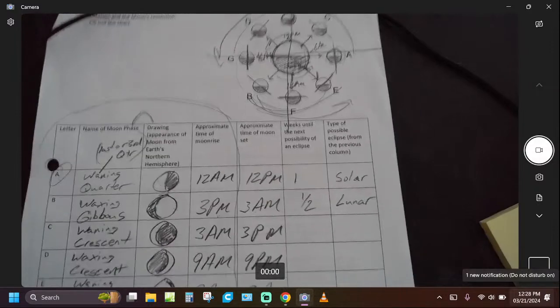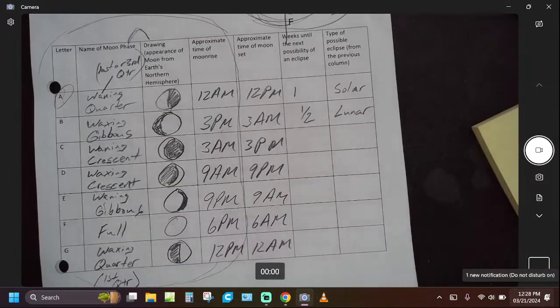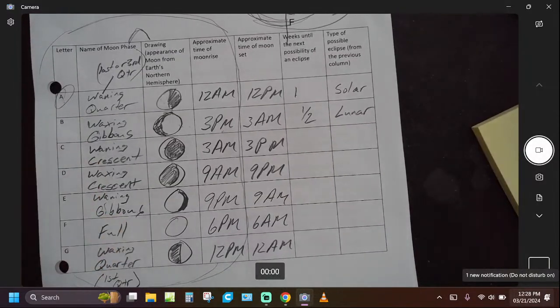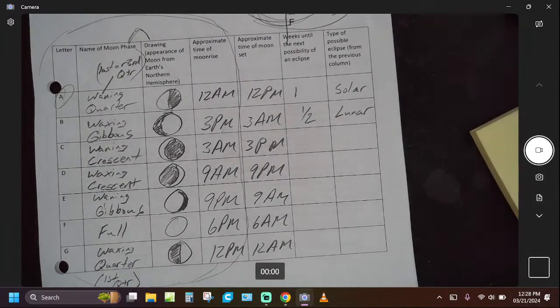I'll give you a little time, and then we'll compare answers. It's really all you have to do is know which one's which and be able to figure the time. You may come by and look. I'll check one of them. D. 3.5. It's 3.5 until there, but there could be an eclipse here. 1.5. And it wouldn't be solar.